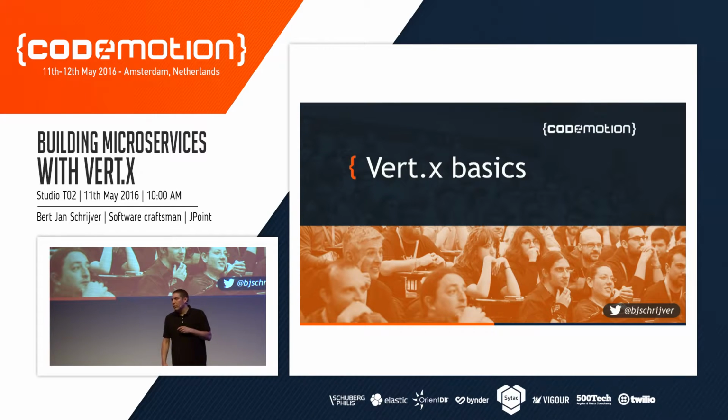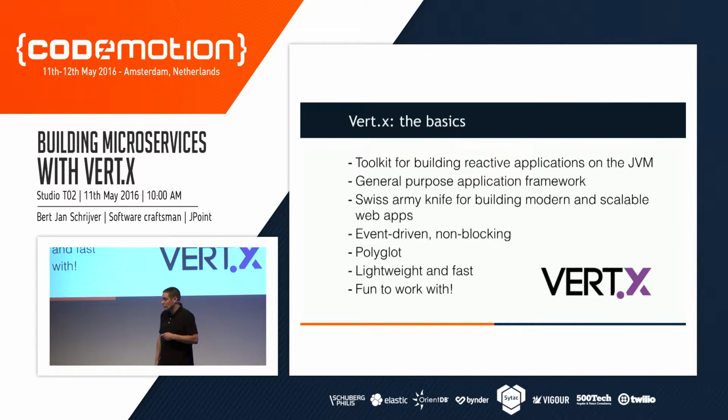So let's get started with the basics of Vert.x. As the Vert.x team explains it, Vert.x is a toolkit for building reactive applications on the JVM. It's very general purpose. It's unopinionated. You can build everything you like with Vert.x. You could also call it somewhat a Swiss Army knife for building modern cool stuff. We use it to build web stuff, but you can build other stuff with it too.